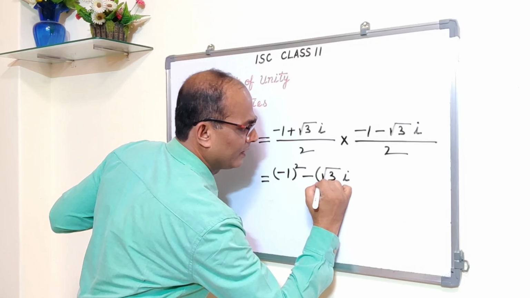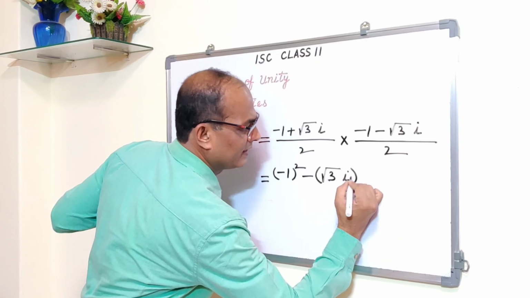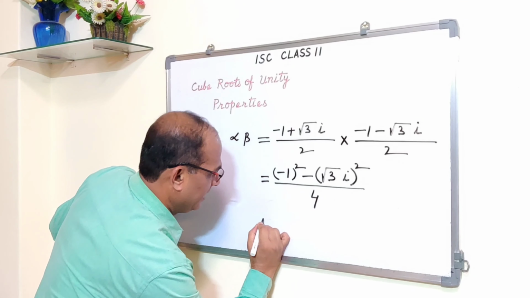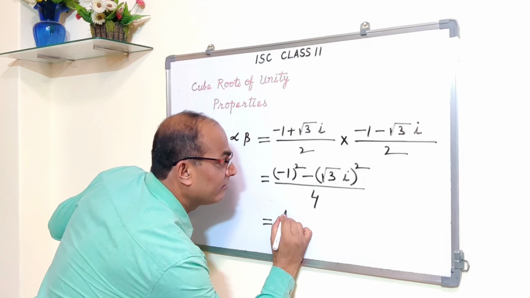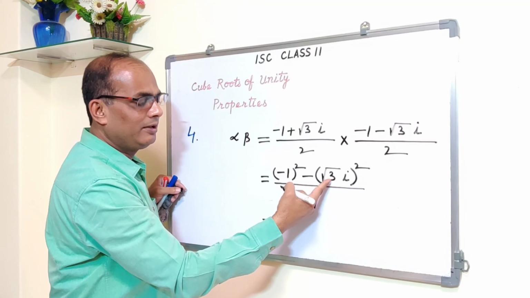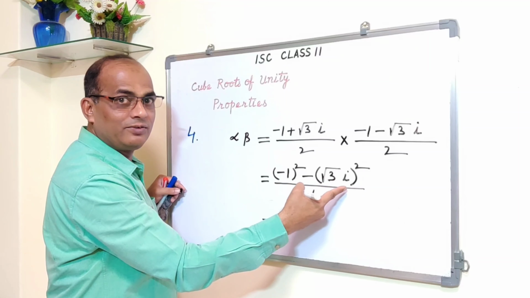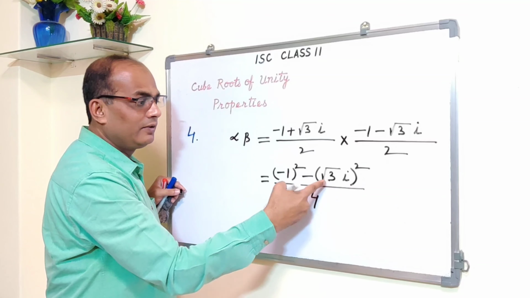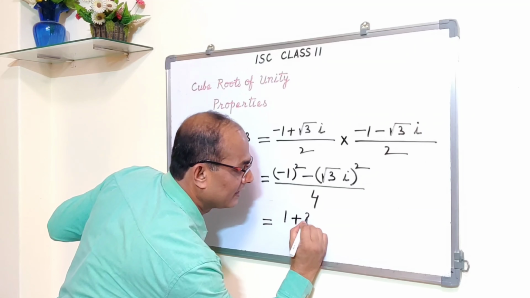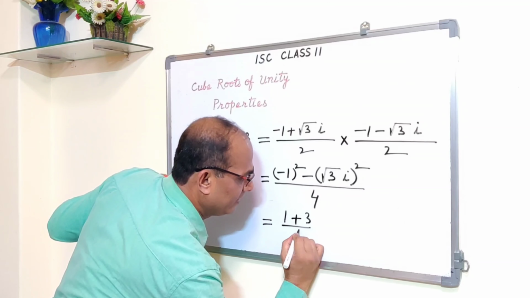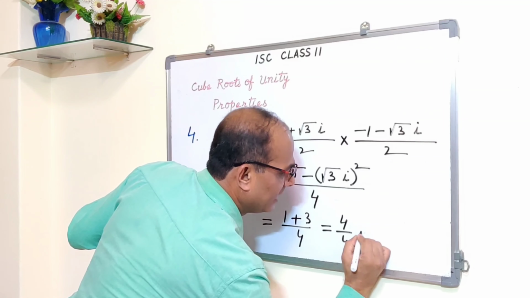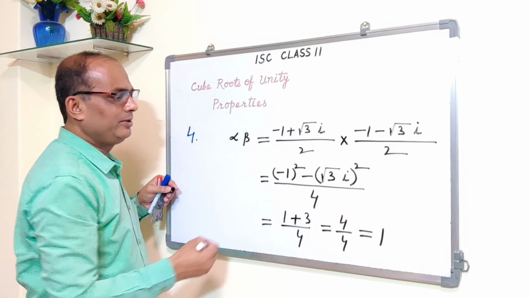Fine. Clear? And whole divided by 2 to the 4. And this gives you minus 1 square is 1, and this I am writing directly now, 3i square. I square is minus 1, so minus 1 into 3. This will be minus 3i square, i square is minus 1. So 3 into minus 1 is minus 3, and this minus, so plus 3. Alright. Plus 3 whole divided by 4. And this gives you 4 whole divided by 4. And this gives you 1. So we got alpha into beta is equal to 1 finally.